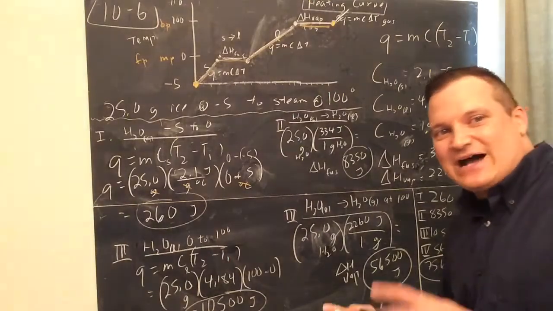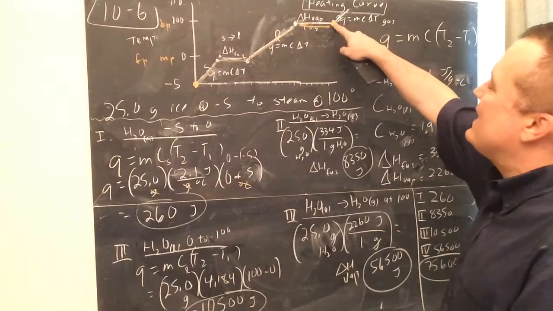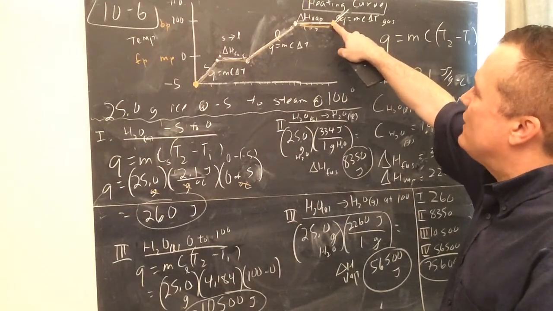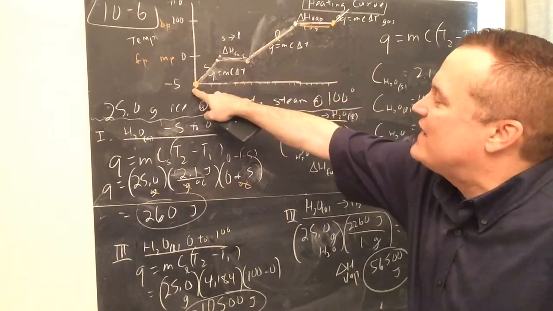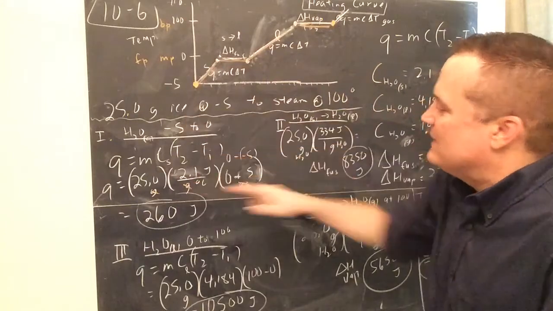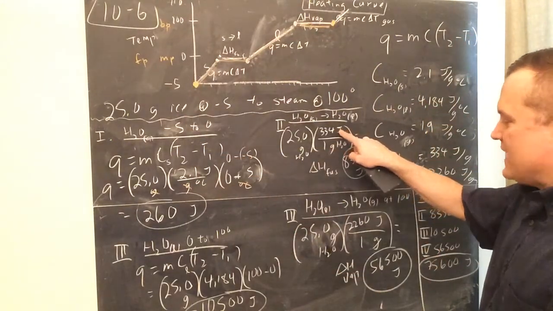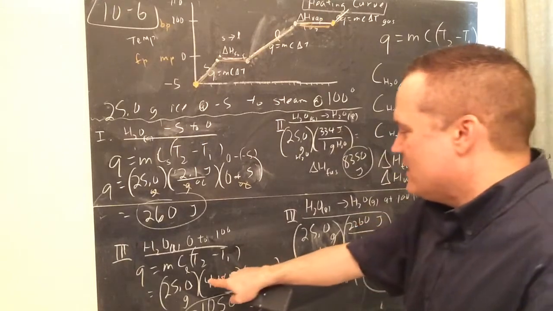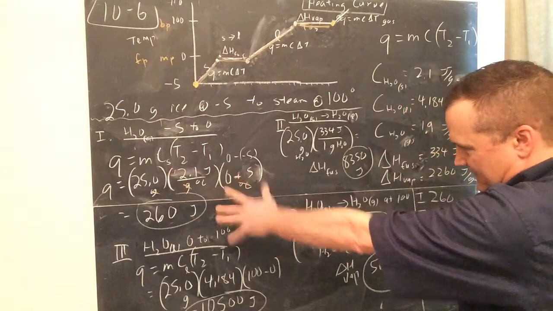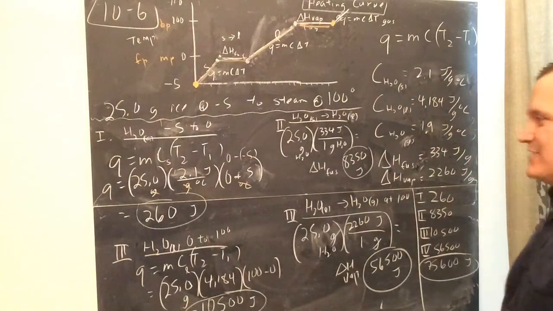Now, if I did the entire problem backwards, I could say go from 25 grams of steam at 100 all the way to -5 ice. Then you do the same thing. You calculate that, but every number would be negative. The delta H will be negative, that will be negative. The temperatures, of course, will be reversed. The T1, T2 will end up being negative automatically. You don't have to do anything to those. But that's how you do it.